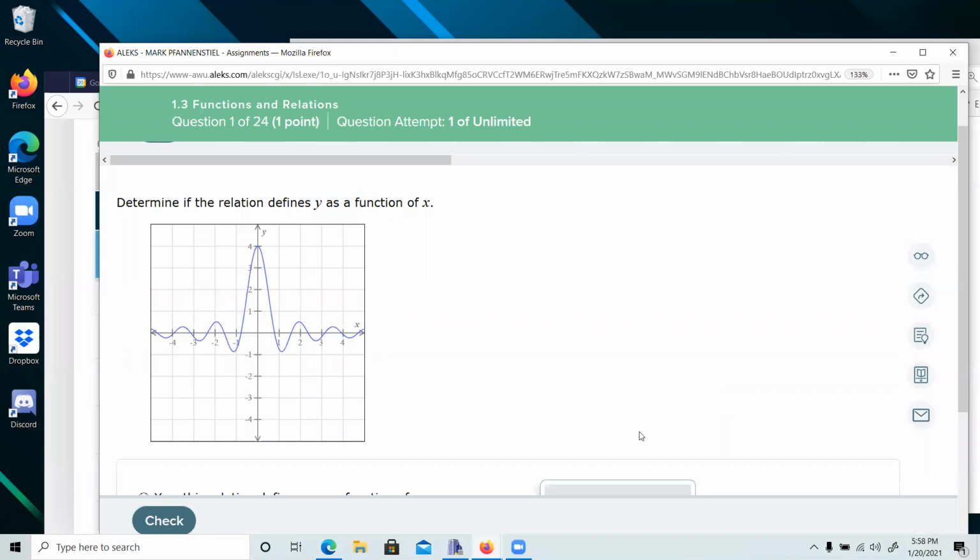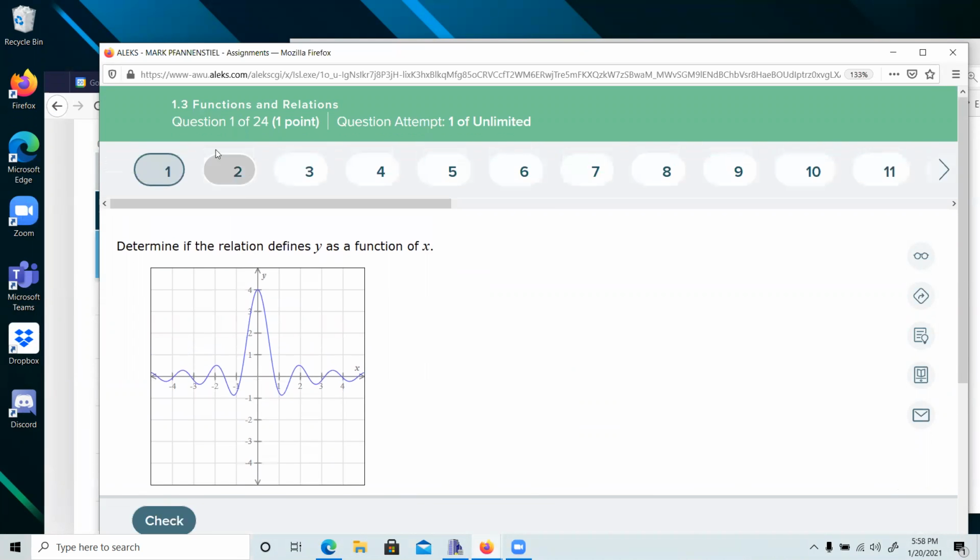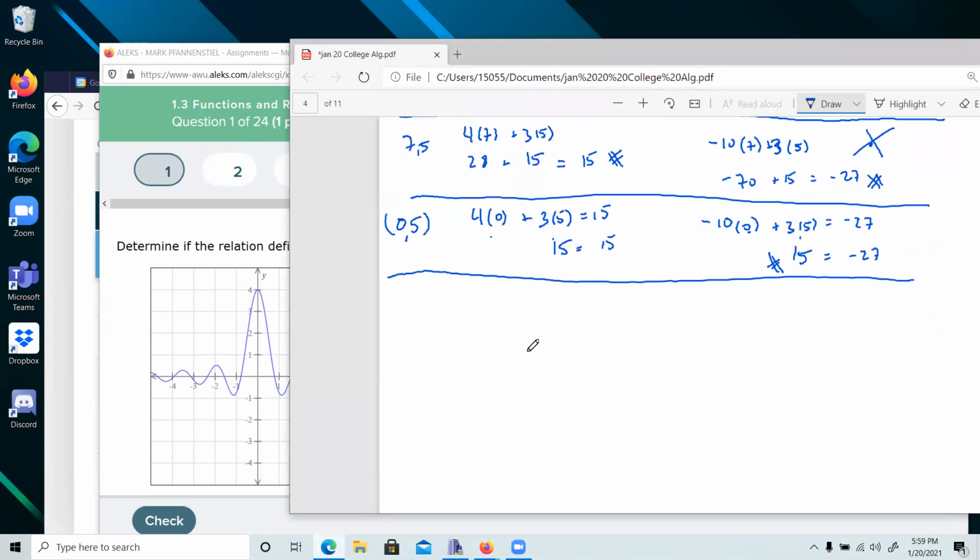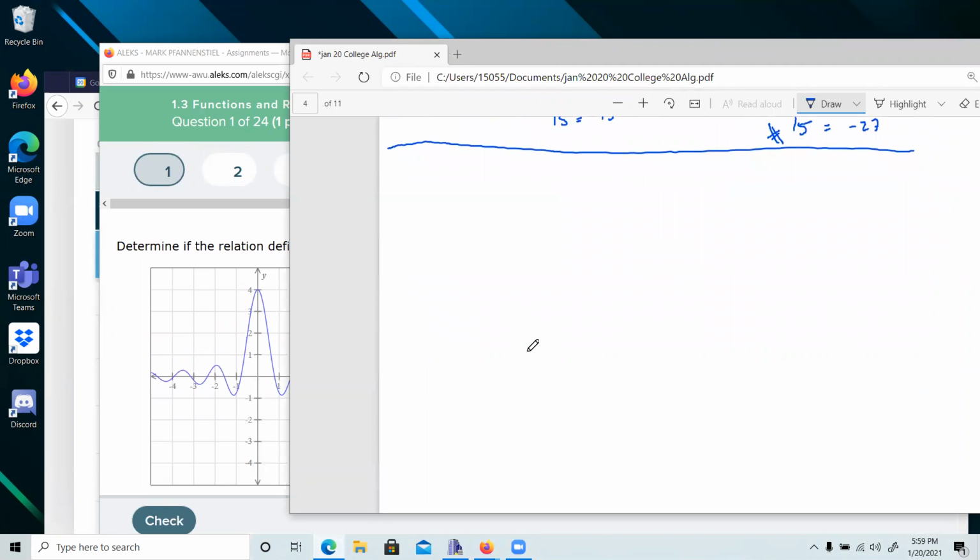All right. So this point, 1.3, functions and relations. We have to figure out which is which and how you tell. I'm going to do a little bit of theory for this, and then we'll go into what's going on with it. Actually, we could do this. All right, so how do you tell if it's a function?